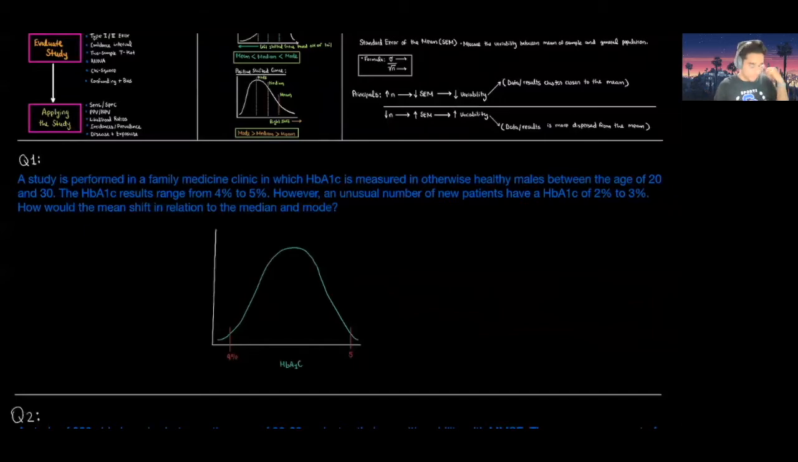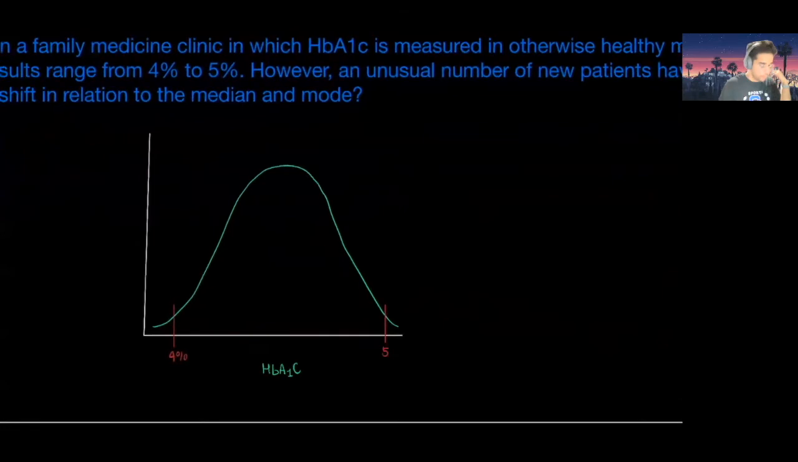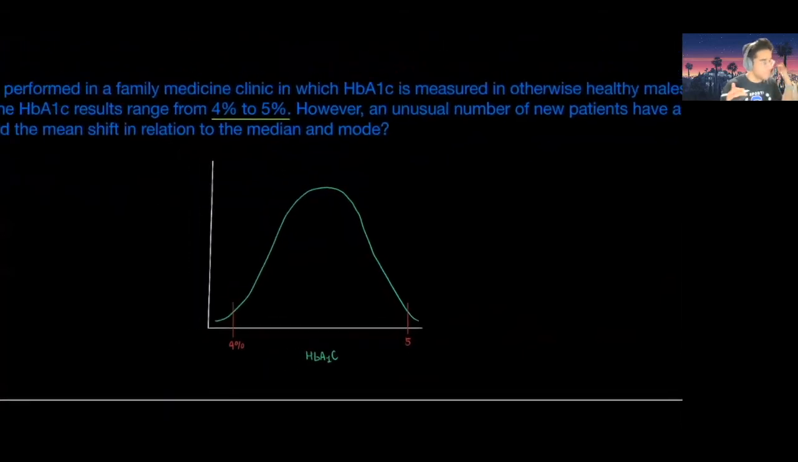Okay, so let's take a look at our graph. I've gone ahead and plotted the typical numbers that they gave us right here. Those typical numbers are right here, right? That's 4 to 5%, the typical distribution. This is a normal distribution.